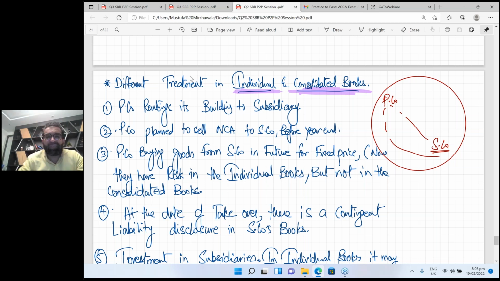Now the second example. I saw this example in a past paper of old SBR. The old SBR paper was the P2 paper, and I saw a 2005 paper. The name of the question was J. Now it's not available, but I saw this question. What is this? P company planned to sell a non-current asset to S company before year end.